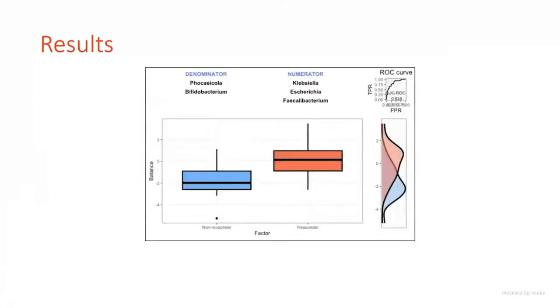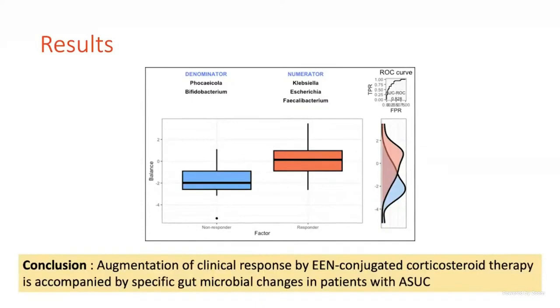Also at baseline, there were certain bacteria which were upregulated in the responders, and certain bacteria which were upregulated in the non-responders. The baseline microbiome signature had a reasonable diagnostic accuracy to predict the IV steroid response in patients with acute severe ulcerative colitis. So to conclude, augmentation of clinical response by EM conjugated corticosteroid therapy is accompanied by specific microbiome changes in patients with acute severe ulcerative colitis.